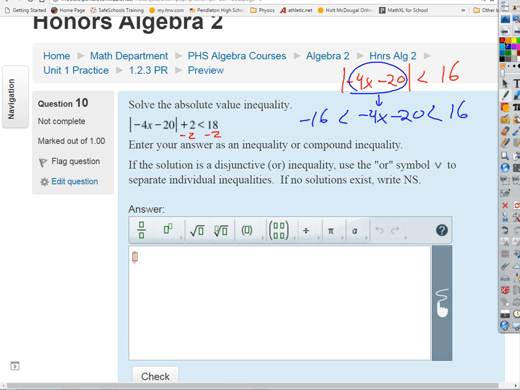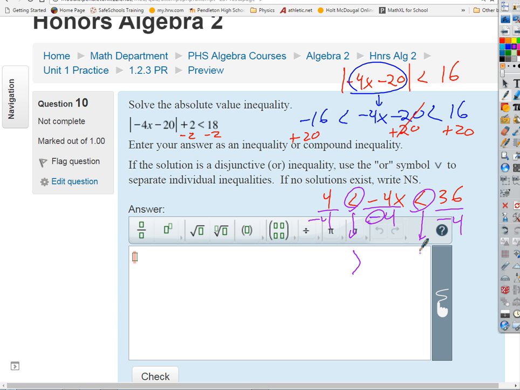So let's go ahead and just add 20 to all parts, which gives me negative 4x in the middle, positive 4 on the left, positive 36 on the right. I'm going to divide everything through by negative 4. So dividing by a negative means I flip the direction of the inequalities. In the middle, I get x. On the right side, I get -1. And on the left side, 36 over -4 is -9.